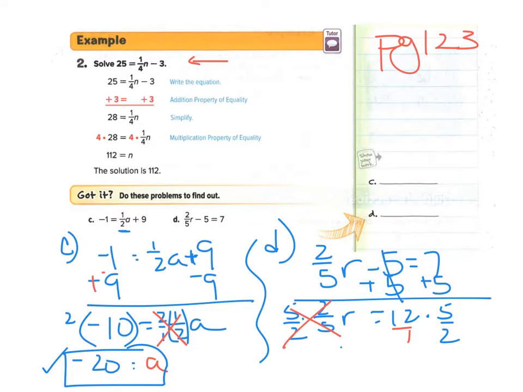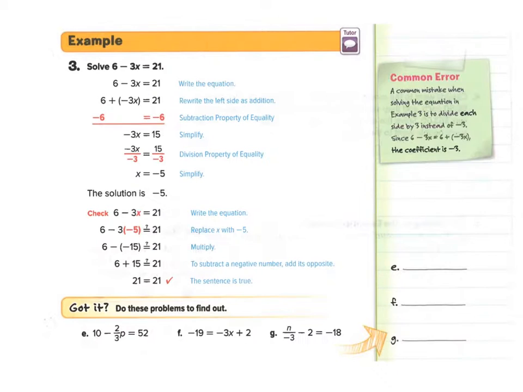So the 5/2 and the 2/5 cancel each other out. I'm left with R equals, and over here on the right side of the equation, I'm going to cancel the 12 and the 2. 2 goes into 2 one time, goes into 12 6 times, so I end up with R equals 30. To check that, I substituted into my original equation 2/5 of 30. So 30 divided by 5 is 6, times 2 is 12, 12 minus 5 is 7, so I'm correct.